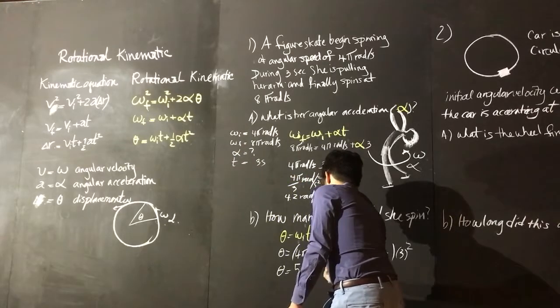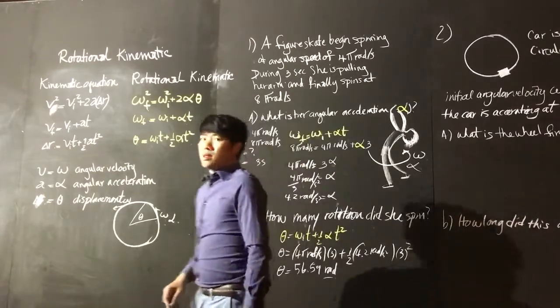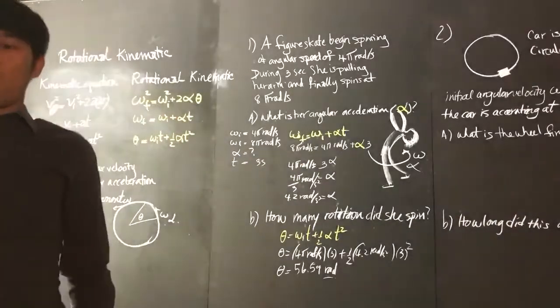It's about .59 radians, and you have to combine the terms to figure out what it is.